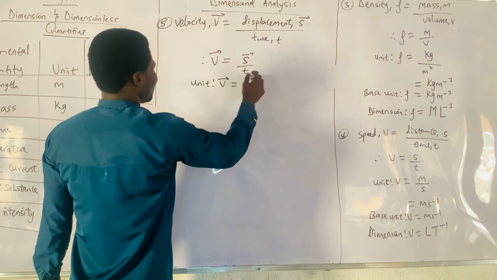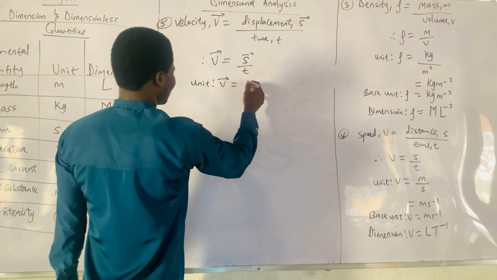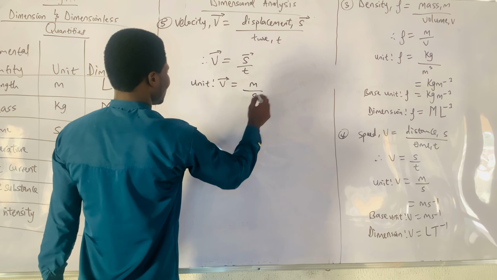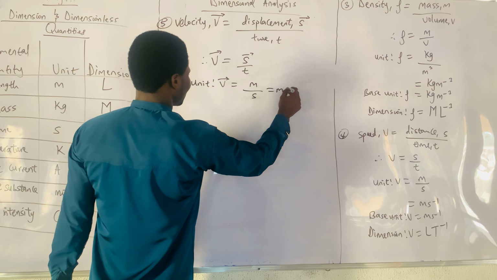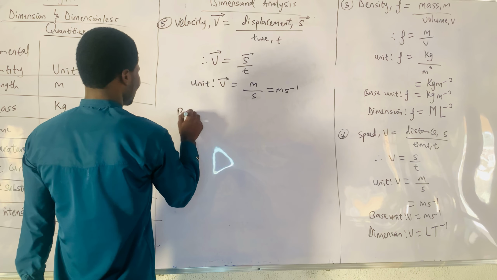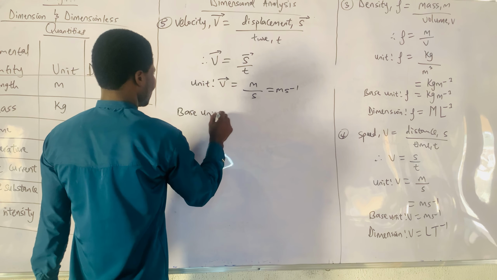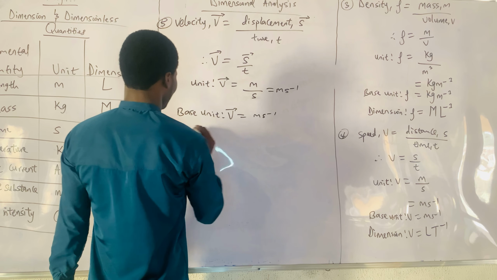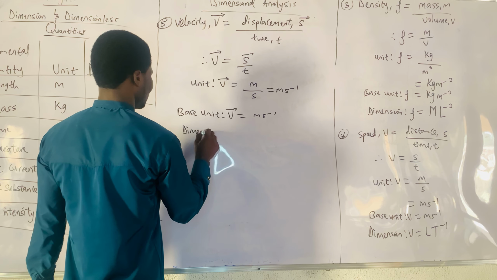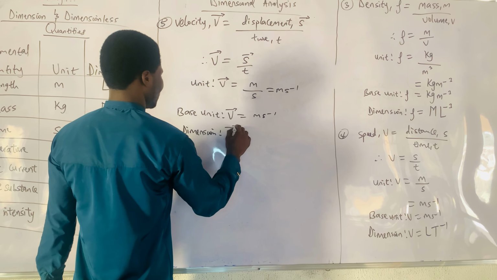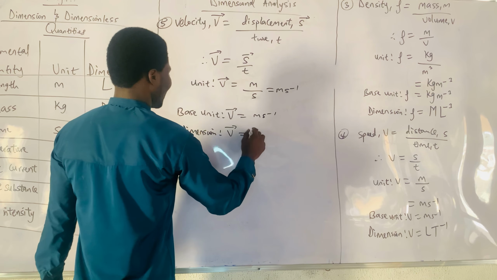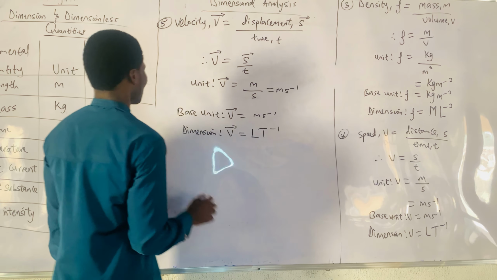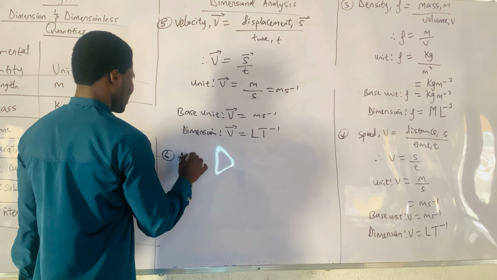Unit. Displacement has the same unit as distance, which is meter. Then time also is seconds. So that can be written as meter per second. Base unit, the same thing. Meter per second. So dimension now. That's dimension of meter. That's L. Time, capital letter T, the power of minus 1. Let's look at another one.